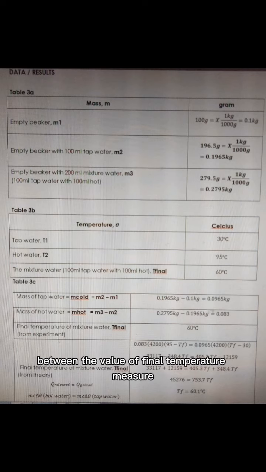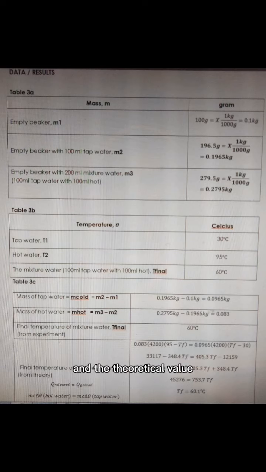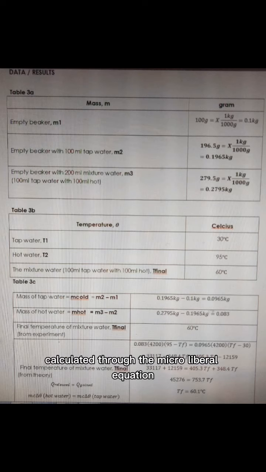This is the difference between the value of the final temperature measured in the experiment and the theoretical value calculated through the thermal equilibrium equation. The percentage error is 0.17.